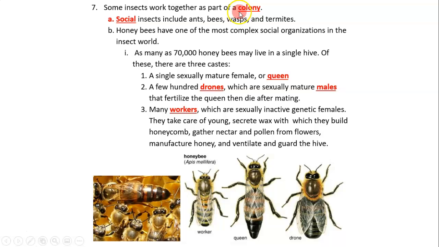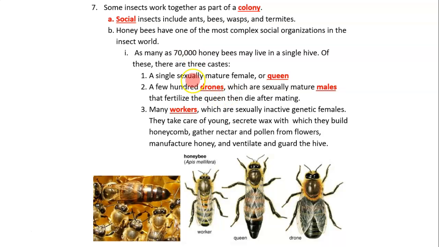Some insects work together as part of a colony, and we call these guys social insects, which are like ants, bees, wasps, and termites. Honeybees have one of the most complex social organizations in the entire insect world. You can have as many as 70,000 bees living in a single hive, and they can have three castes to their society, so three roles to their society.